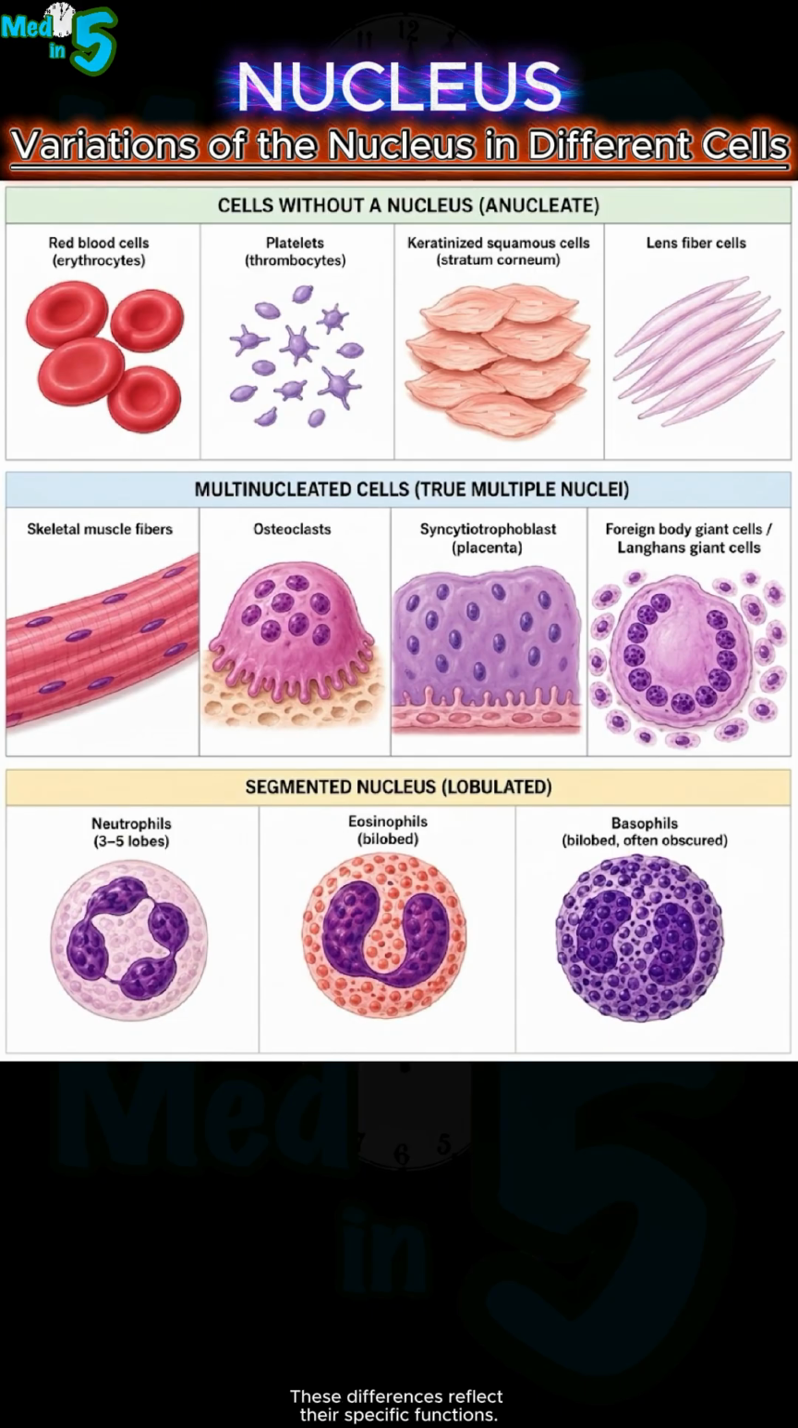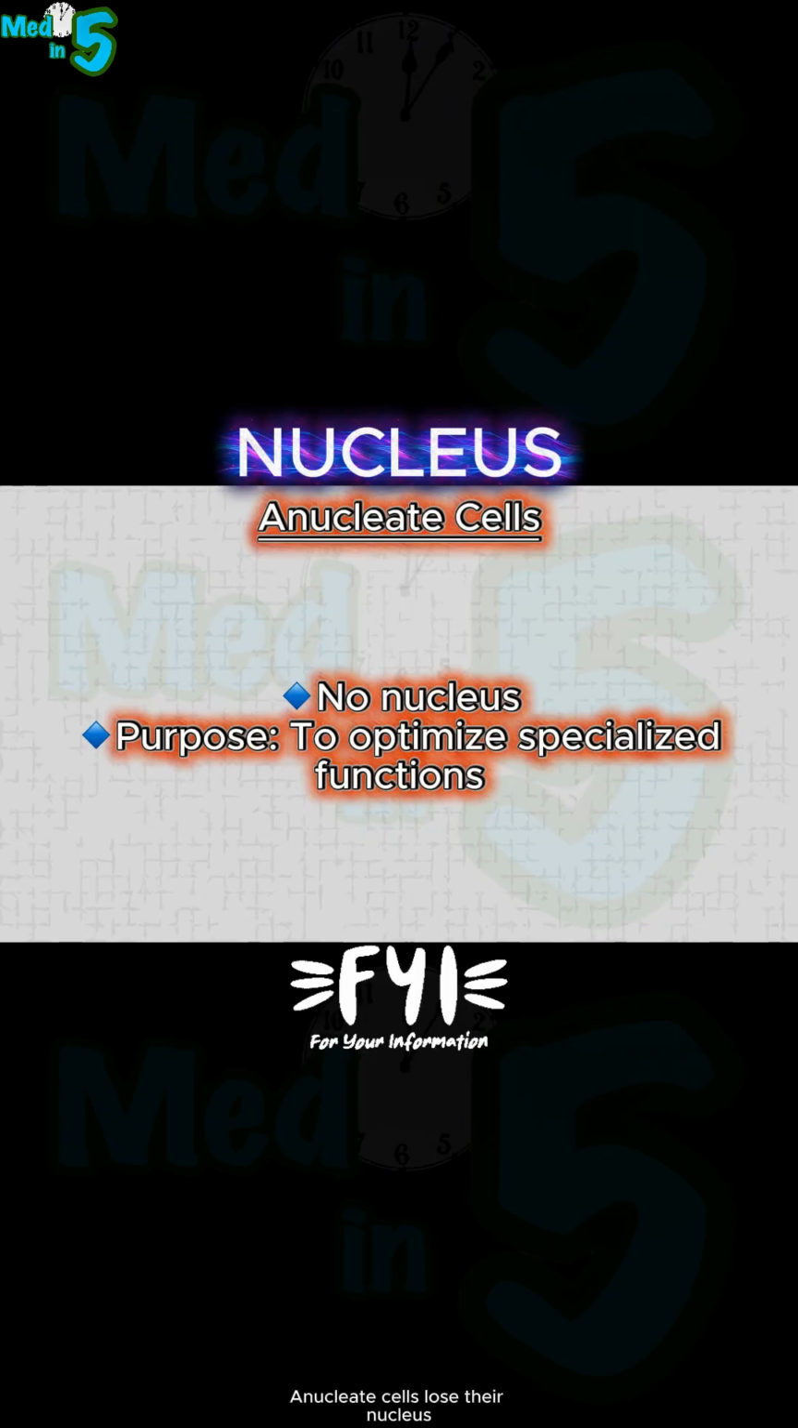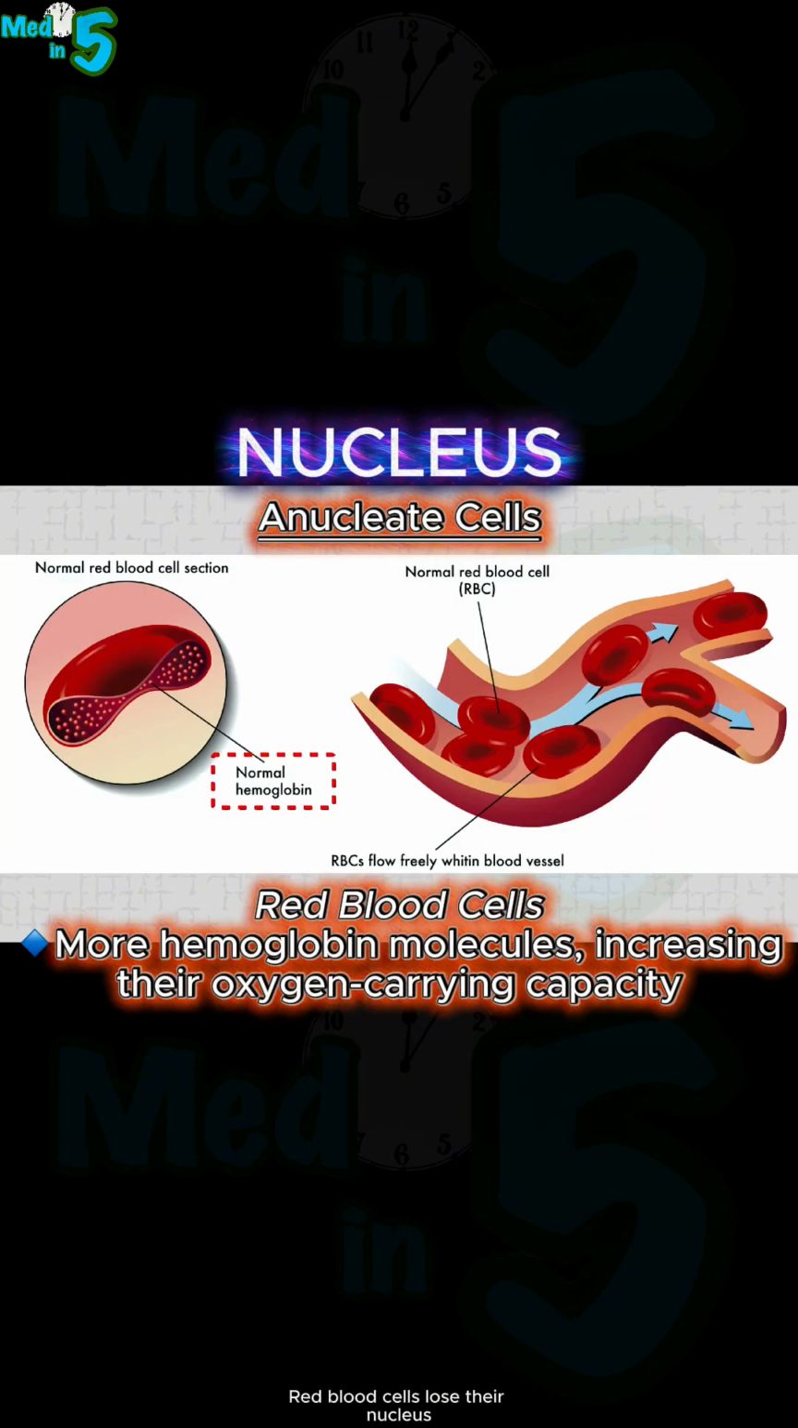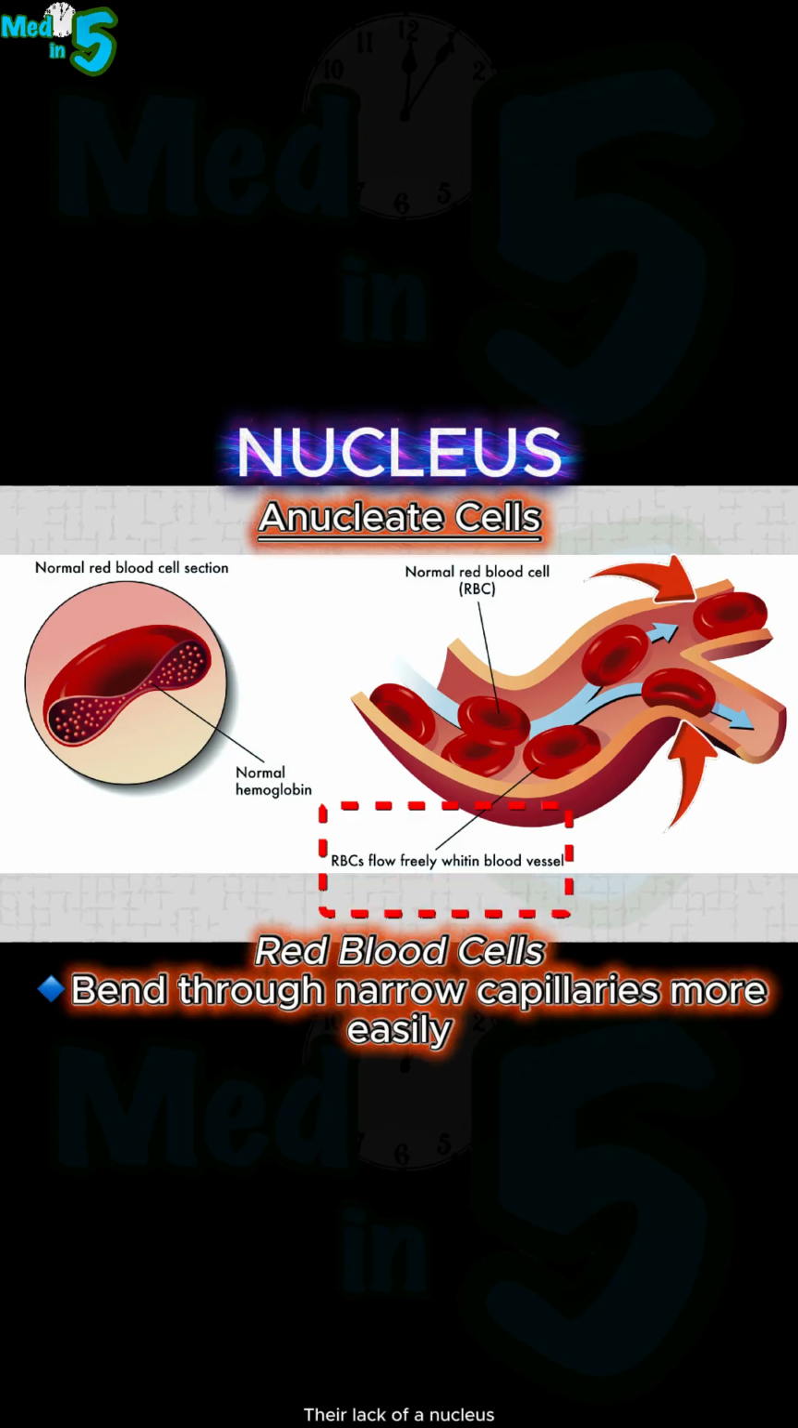Different cell types show variations in their nuclei. These differences reflect their specific functions. Anucleate cells lose their nucleus to optimize specialized functions. Red blood cells lose their nucleus to make room for more hemoglobin molecules, increasing their oxygen-carrying capacity. Their lack of a nucleus also lets them bend through narrow capillaries more easily.